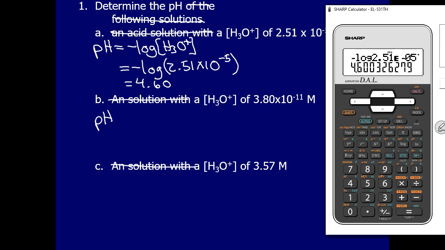So I'm not that concerned about seeing the negative log function. Again, if you're unsure, it's got to be around 11, right? Because it's 10 to the negative 11. So what do we have for that particular value there? What do you got? 10.4. 10.4, which means this is basic. And that's because there's a very tiny amount of H3O+.